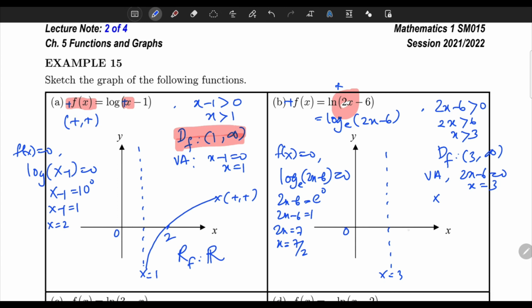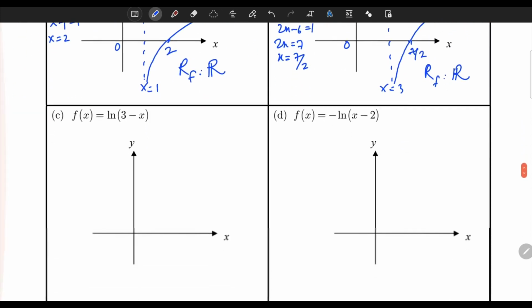So somewhere here, right? So that we can connect the intercept with the graph. Alright, so this is your 7/2. This is where we have the positive. Okay, so the domain, we found the domain already earlier. This is your domain. And then your range will always be real numbers. Okay, next, C. Okay, let's move on.